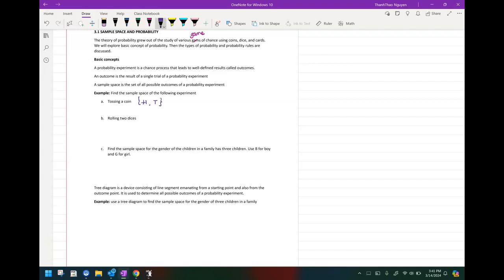You roll 2 dice. The first die you can get 1, the second one you can get 1. All possible outcomes of rolling the dice. Then you can have 2, 1, and so on and so forth. Keep going, right? And you can have 6, 6. So this is the sample space. In the first one, the sample space has 2 outcomes. In the second one, there are 36 outcomes.